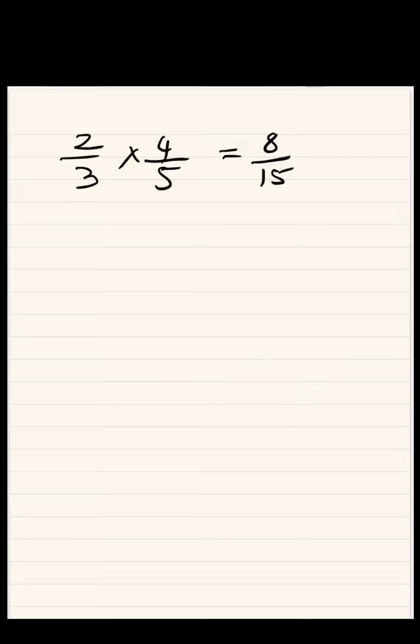So let's say we've got 6/7 times by 3/4. So I'd have 6 times the 3, the two numerators, to make 18. And then I'd have the 4 times by the 7 on the bottom there to make 28.